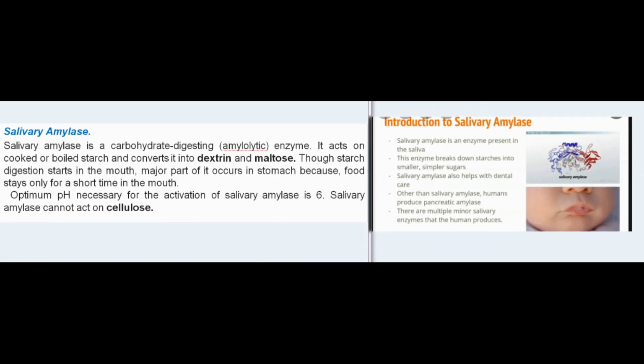Salivary amylase. Salivary amylase is a carbohydrate-digesting, amylolytic, enzyme. It acts on cooked or boiled starch and converts it into dextrin and maltose. Though starch digestion starts in the mouth, the major part of it occurs in the stomach because food stays only for a short time in the mouth. Optimum pH necessary for the activation of salivary amylase is 6. Salivary amylase cannot act on cellulose.